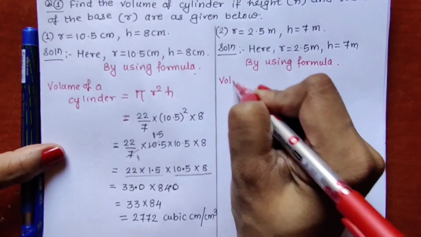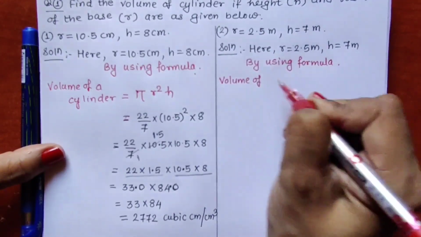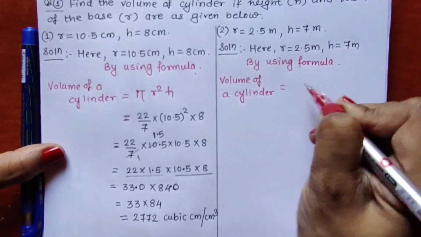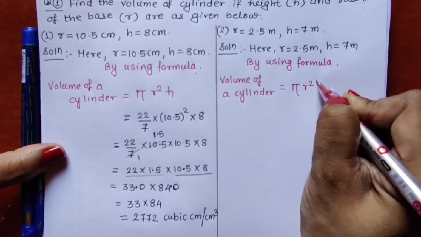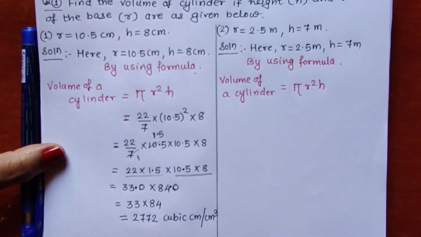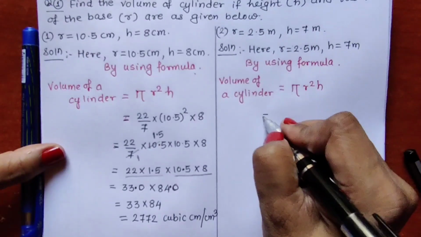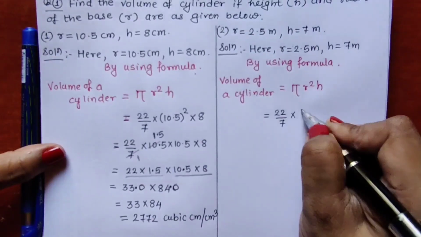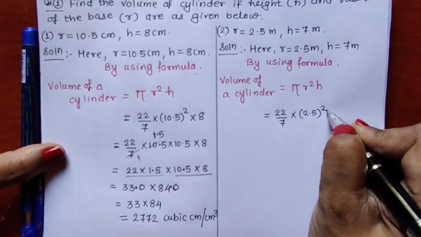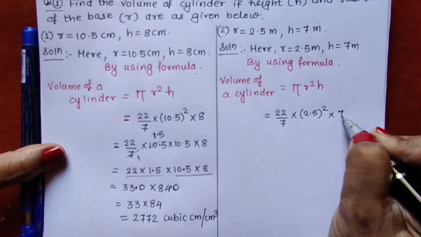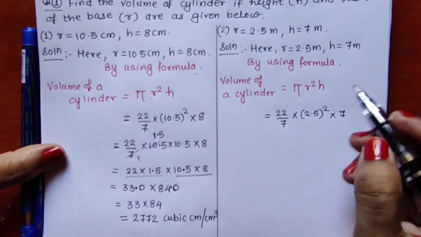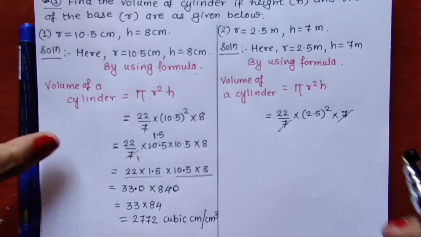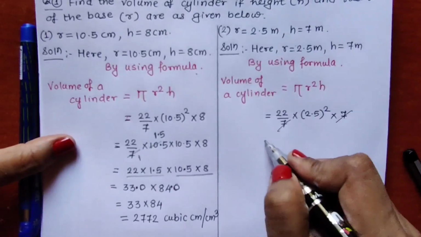Volume of a cylinder is equal to pi R square H. So now we will be substituting the values. Is equal to pi value we write 22 upon 7, multiply by R value we write 2.5 whole square, multiply by H value is 7. So we can cancel 7 with 7. So as 7 is cancelled with 7, what is remaining?